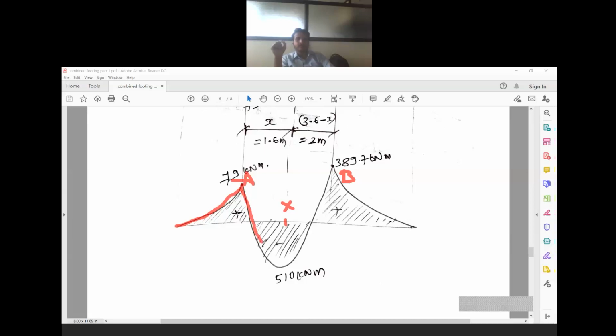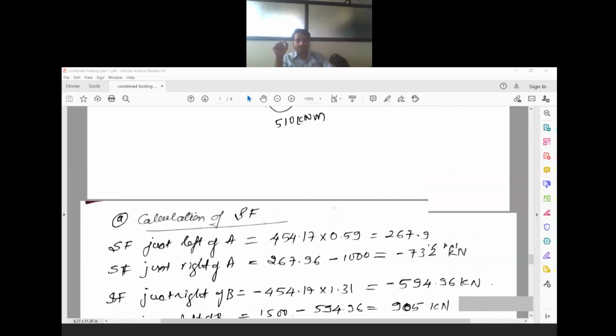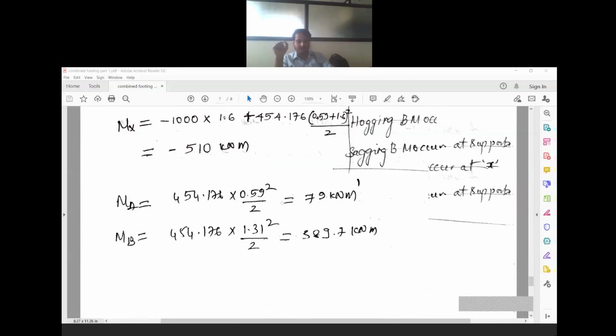then follow it up to the maximum value and then up to the positive value, and then continue with a parabolic curve like this one. So this is how a bending moment diagram is obtained. We have maximum bending moment 510 kilonewton meter. This will help us to calculate the depth of the foundation. So according to this, what is the depth of foundation?